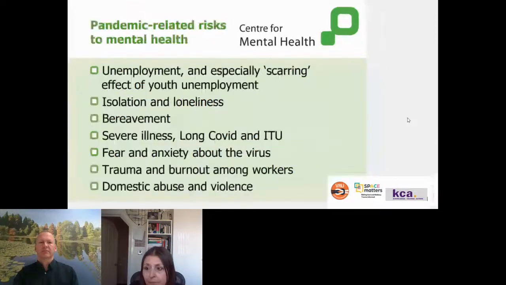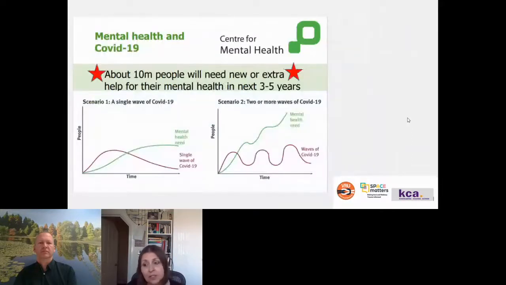So these are some of the key risks. We've talked about some of them today: unemployment, bereavement, illness, burnout amongst workers, particularly those on the front line. And domestic abuse and violence, as we know, has rocketed since COVID started, particularly in lockdown. And this is the reality: 10 million people needing new or extra help for mental health in the next 3 to 5 years. So it can't be a medical model.